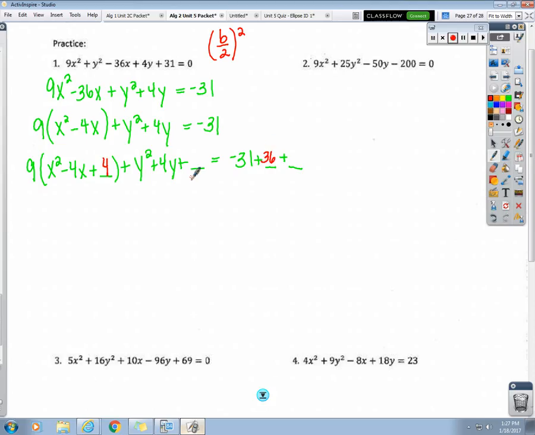What's the b for the y trinomial? 4, divided by 2, squared. And then it didn't have a number factored out, so it will just be 4 added over here.